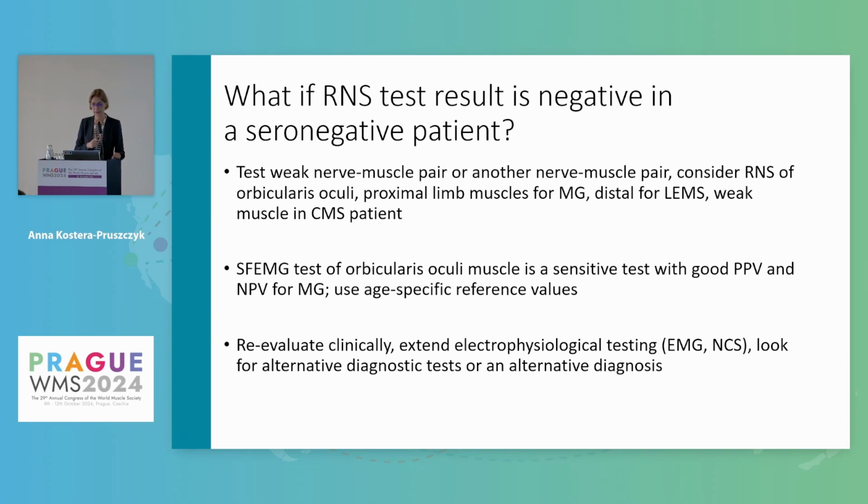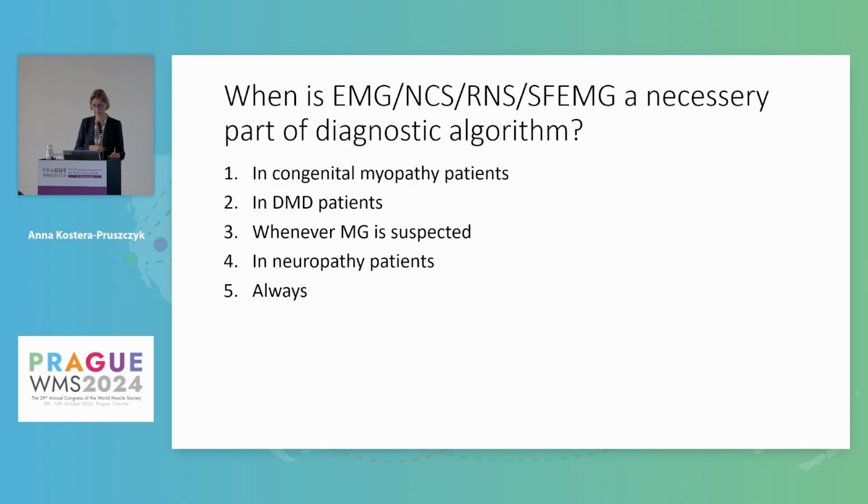What if repetitive nerve stimulation test is negative in a seronegative patient and we still think it might be myasthenia? Test another weak nerve-muscle pair. Look for orbicularis oculi muscle, proximal limb muscle for MG or distal for Lambert-Eaton, weak if we think it might be congenital myasthenic syndrome patient. Single fiber, very good, with good positive predictive and negative predictive value for MG if orbicularis oculi muscle is tested. And of course, look for alternative diagnosis.